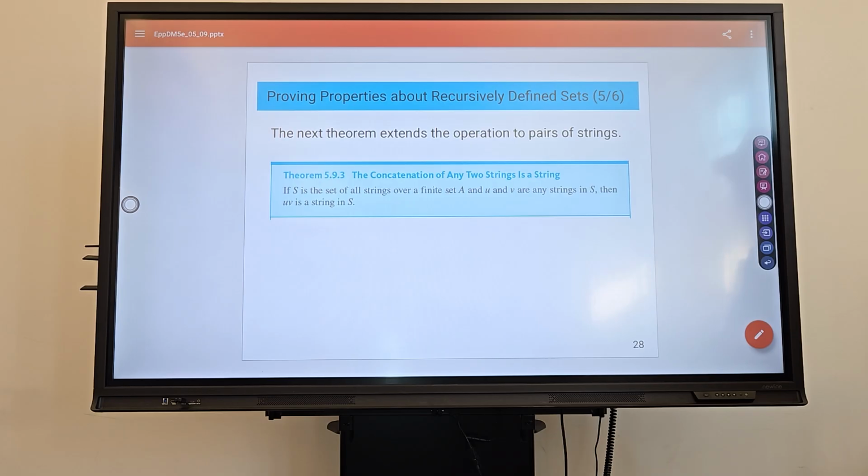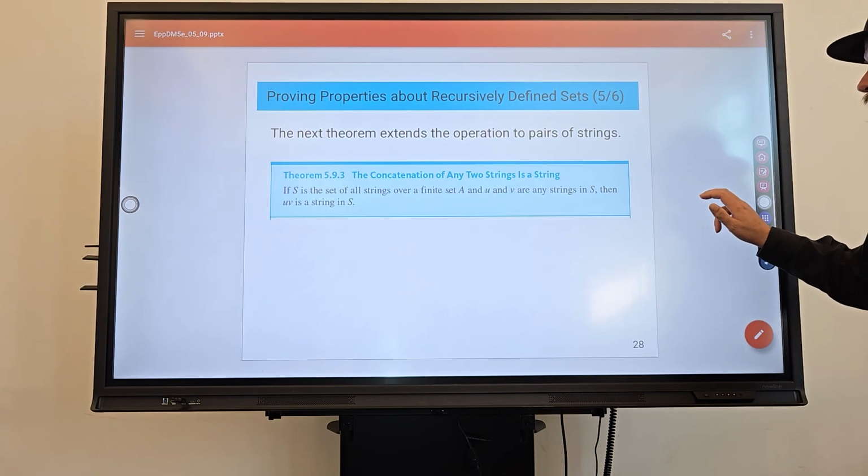The next theorem extends the operation to pairs of strings. The concatenation of two strings is a string. If S is the set of all strings over a finite set A, and U and V are any strings in S, then UV is a string in S.